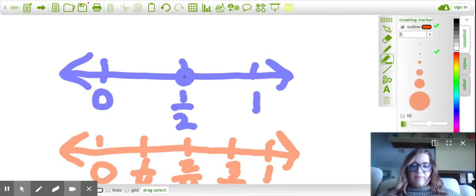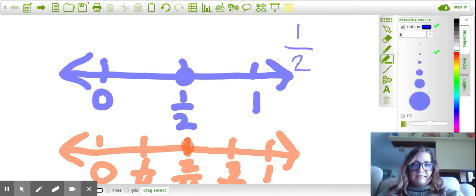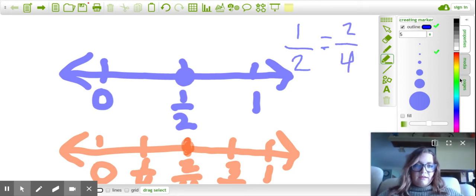Okay, so comparing 1/2 with this number line that is broken up into fourths, we can see that 2/4 is at the same exact point on the number line. So that means that 1/2 is equivalent to 2/4.